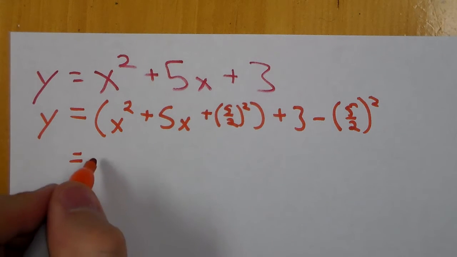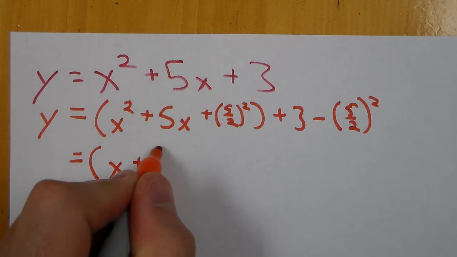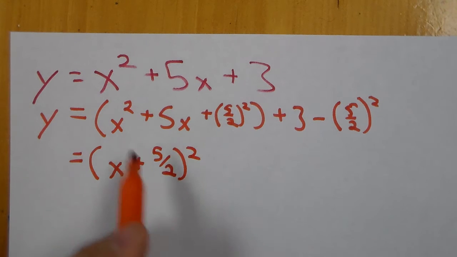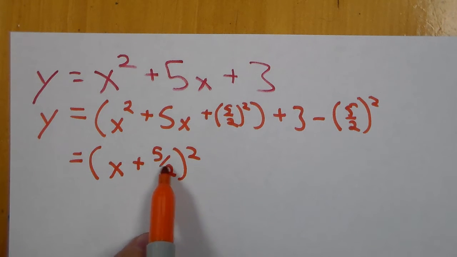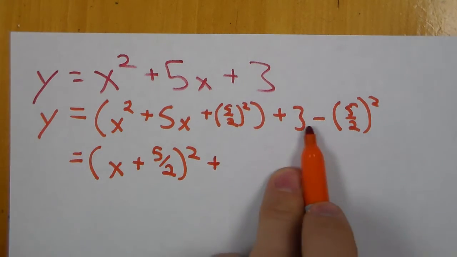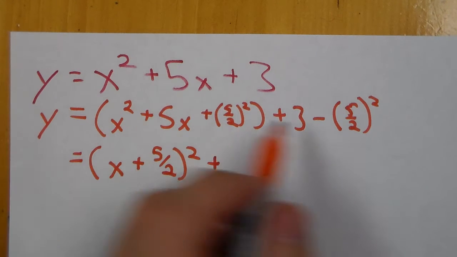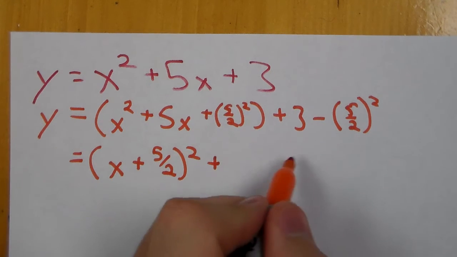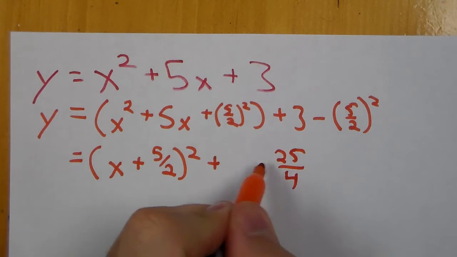So this is going to factor to become x plus 5 over 2, because we know it automatically is half of this. So half of 5 is 5 over 2, that's x plus 5 over 2 quantity squared. Over here, 5 over 2 squared becomes 25 over 4.